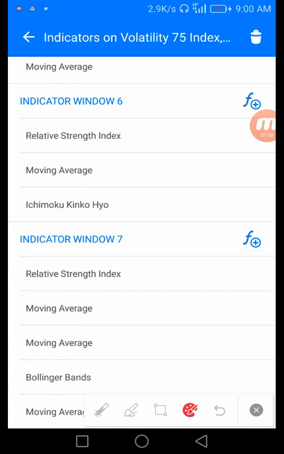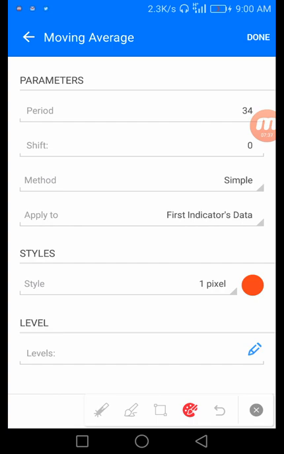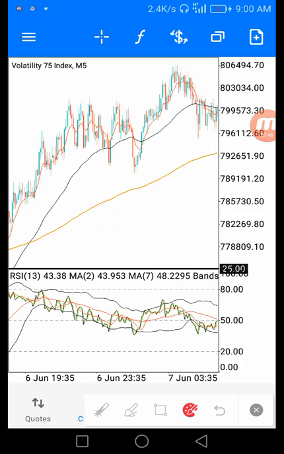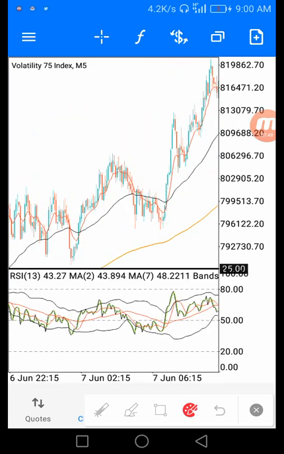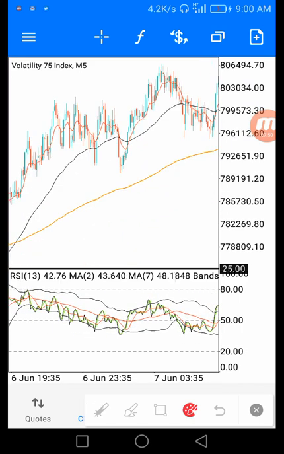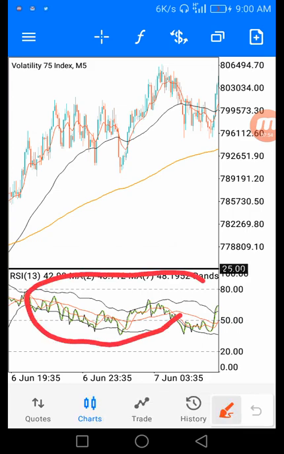So the last indicator we add on our TDI is a moving average, period 34. Then method is simple. Apply it to first indicator's data. Then you click done. That's all. That's all the settings for our TDI. This is our TDI indicator here, and these are the moving averages we added on the chart.